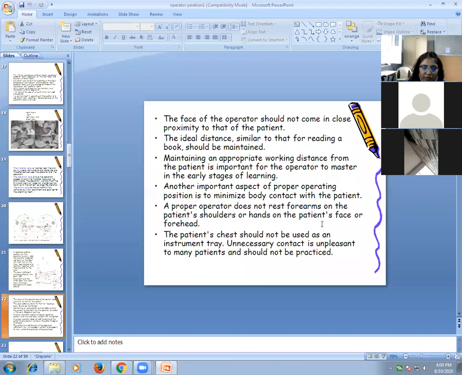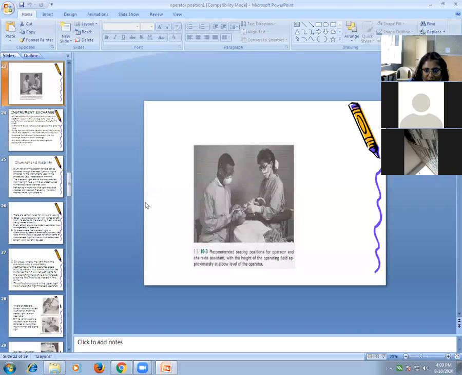The patient's chest should not be used as an instrument tray. I've seen most of the students keep their instruments on the patient's chest. Never do that. This is a very, very wrong practice. Unnecessary contact is unpleasant to many patients and should not be practiced. Many patients might take objection, and that is a very wrong thing. Always try keeping your instruments on the tray, or on the dental chair.